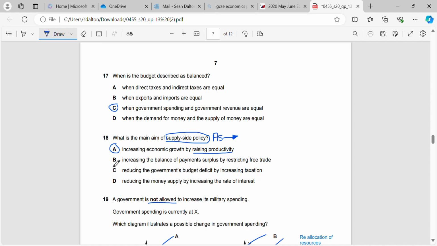Okay, supply side policy has nothing to do with balance of payments, nothing to do with government budgets, and nothing to do with money supply. That's monetary policy. It's all about just the definition of supply side, increasing AS, trying to give us more room to experience economic growth.